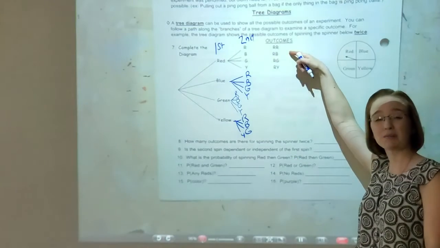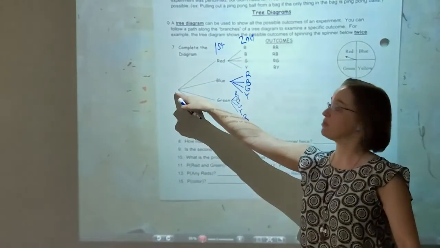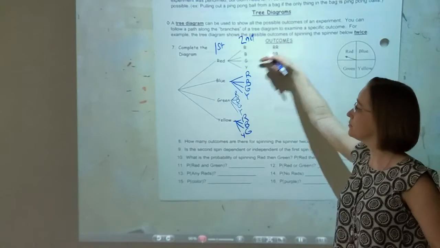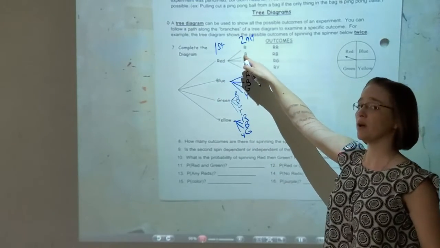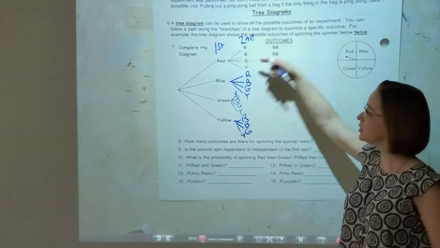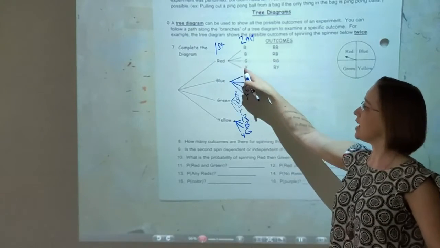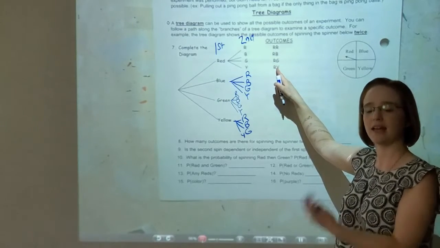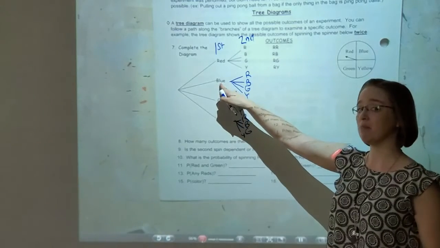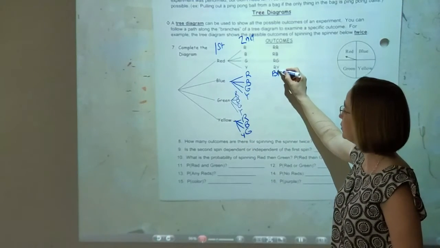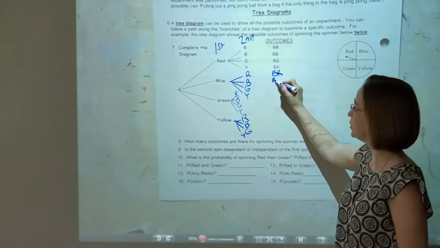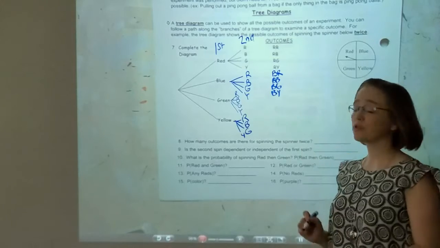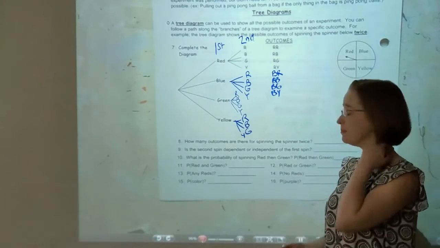Then I've got to list all my possible outcomes. If I follow each branch, I could get red on the first spin and red on the second spin. That would be red, red. I could get red on the first spin and blue on the second spin. That would be red, blue, red, green, red, yellow. Those are the four outcomes where I got a red first and then spun a second time. If I get blue first, I could get blue then red, blue then blue, blue then green, and blue then yellow. Those are the four results that all had blue on the first spin.